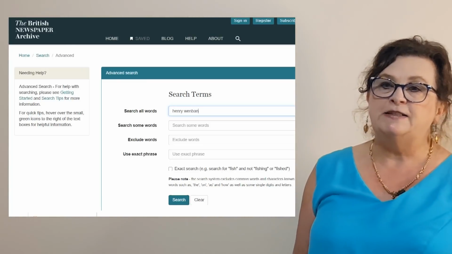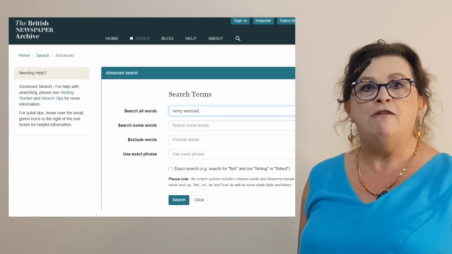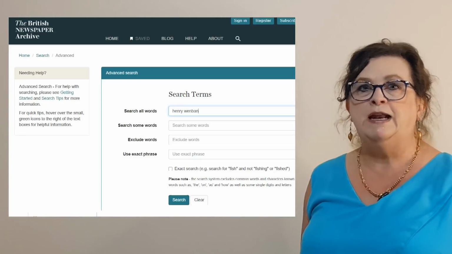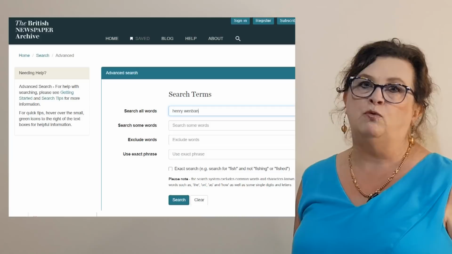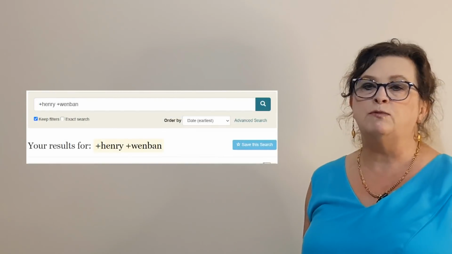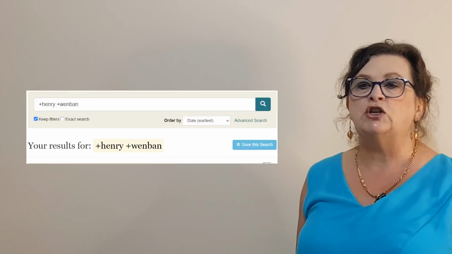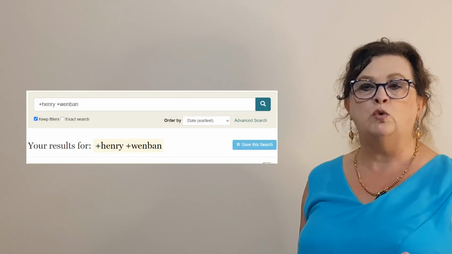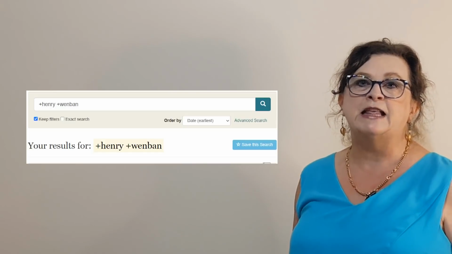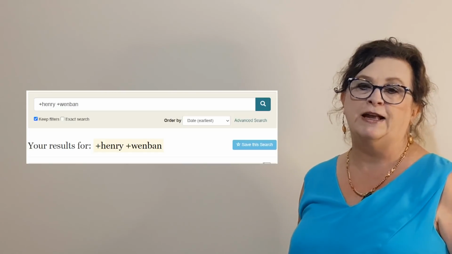By using the advanced search and entering the 2 words Henry Wenban in the search all words field, you only get results that have both the word Henry and the word Wenban in them. And you can also see that the resulting search has a plus symbol before each word. So that is the way on the British Newspaper Archive to state that the results must include that term.